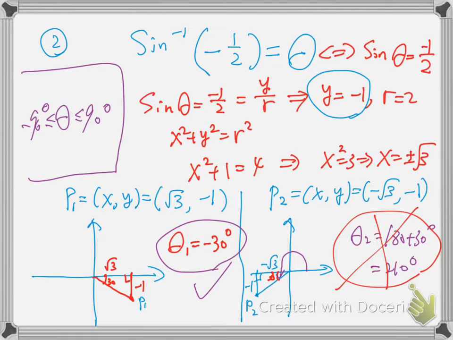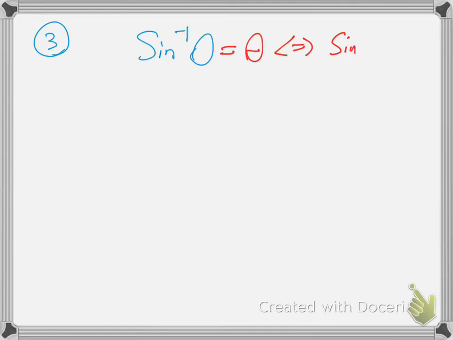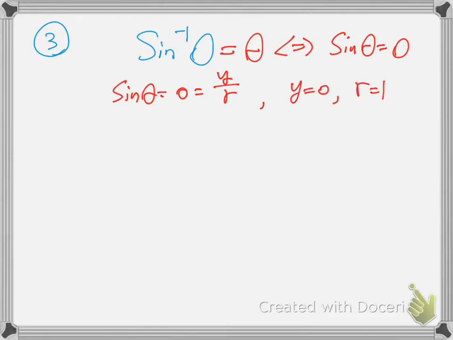Now let's look at one more sine example, and then we will have cosine and tangent examples. So example 3. Suppose this is sine inverse of 0. We assume this is some angle theta. So this implies sine theta is 0. Again, we use y and r because that's the definition of sine: y over r, so y is 0, r is 1. You can pick any number for r, but we pick 1 to make things easier.